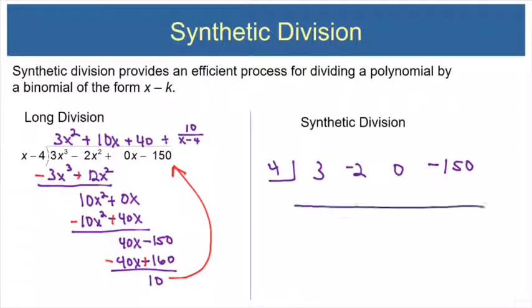Okay, now here's what we do in synthetic division. Leave yourself a blank line, because we're going to need to write numbers here. And then under your total line, pull down the first term. Just whatever this is, we pull it down. Now we multiply. 4 times 3 is 12, and that will go here. Now we add. Negative 2 plus 12 is 10. And now we multiply. 4 times 10 is 40, and that goes here. And now we add. 0 plus 40 is 40.